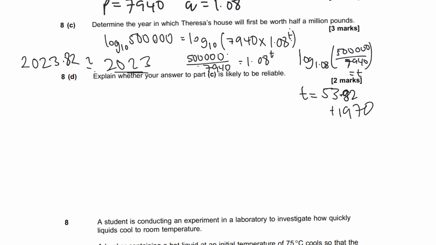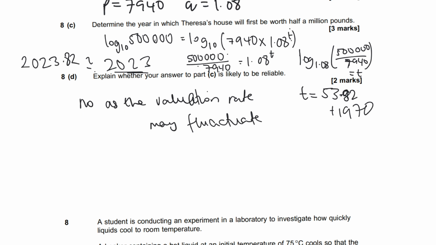And it says explain whether your answer to part C is likely to be reliable. Well, having a look at this, no, not really, because the valuation rate may fluctuate, like so many things. So no, as the valuation rate may fluctuate. Anyways, so yeah, that's that one. Fluctuate. Wow, I haven't spelled that correctly, and I cannot move on without spelling that correctly. Sounds embarrassing. So, fluctuate. Okay, cool.